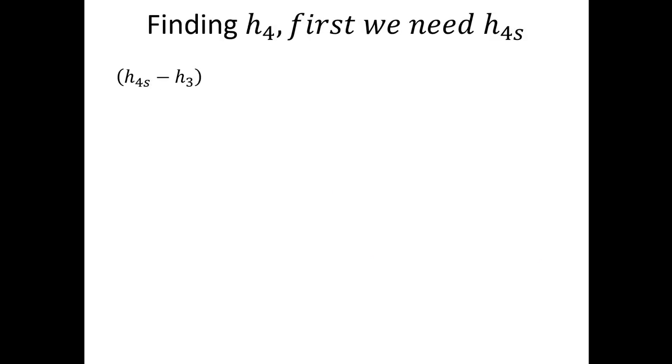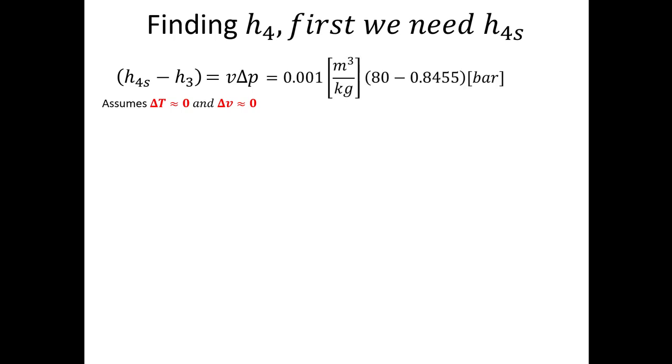I also want to find H4, and I'm going to use a similar process for that. But first, we need to find the outlet for the ideal pump. Now, for turbines, we just use the fact that the specific entropy does not change, but in this case, for pumps, because I'm moving between two states that are both subcooled liquids, I can use that delta H is equal to the specific volume multiplied by the change in the pressure. I do have to watch my units here.